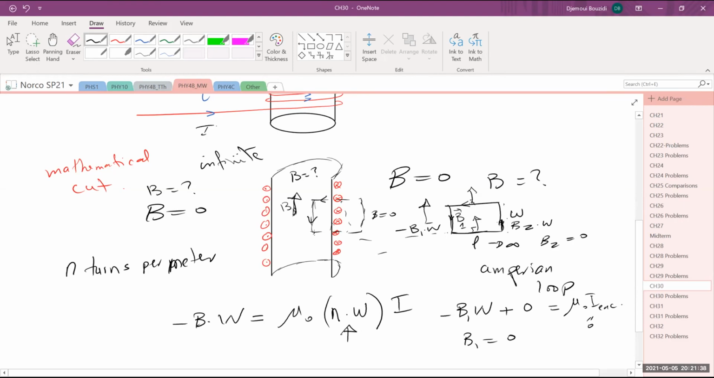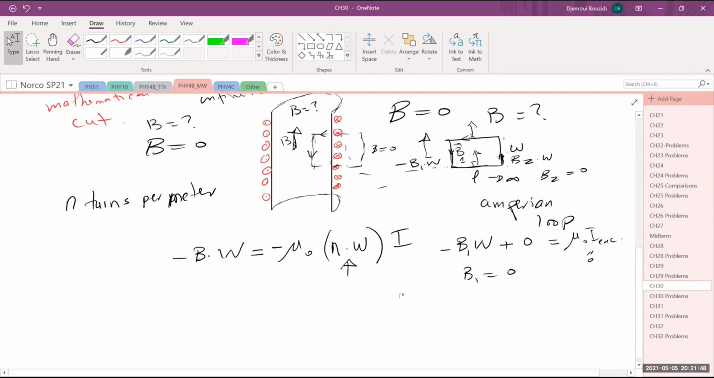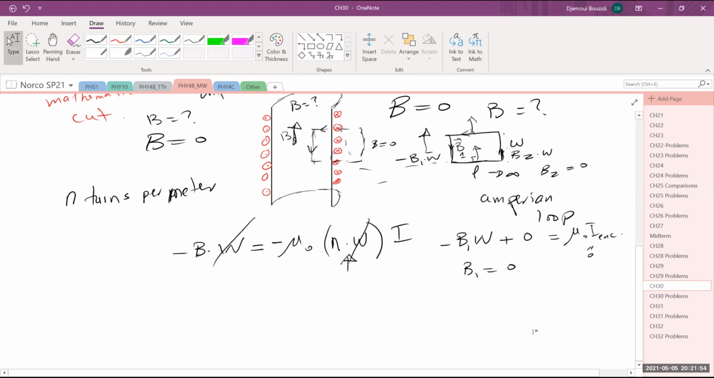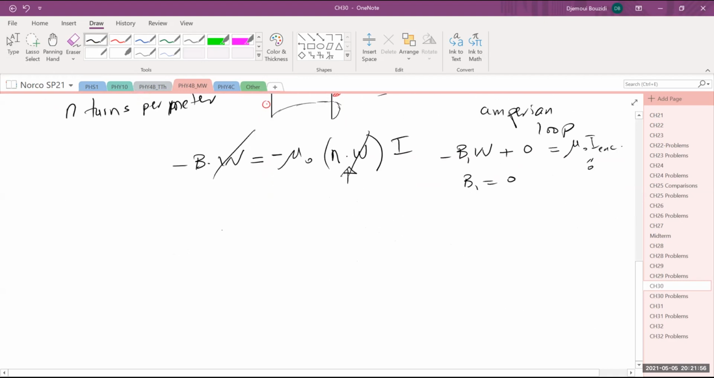This is how many they are, times mu naught, times I. And I is the same current, with the exception that this I is going into the screen. So this is a negative I. Obviously, the W needs to cancel from both sides because it's a made-up number. It's not a real thing. It's a made-up part of the Amperian loop. And the negative cancels the negative. And we have this nice result in here that is worth remembering, mu naught N I.